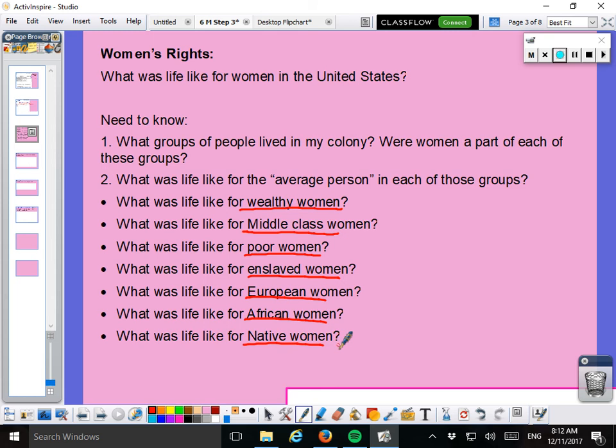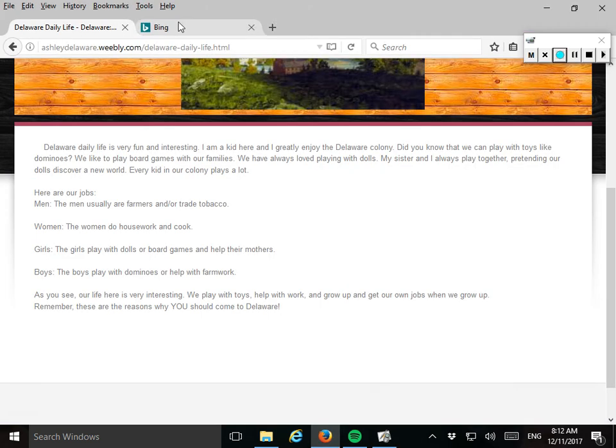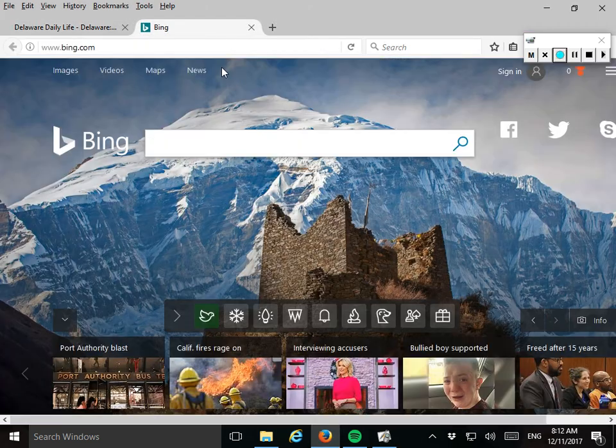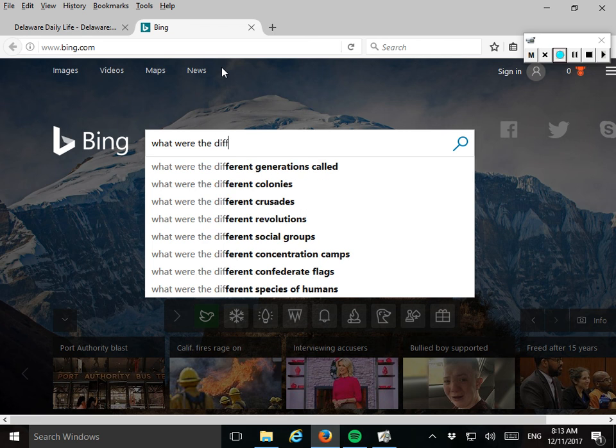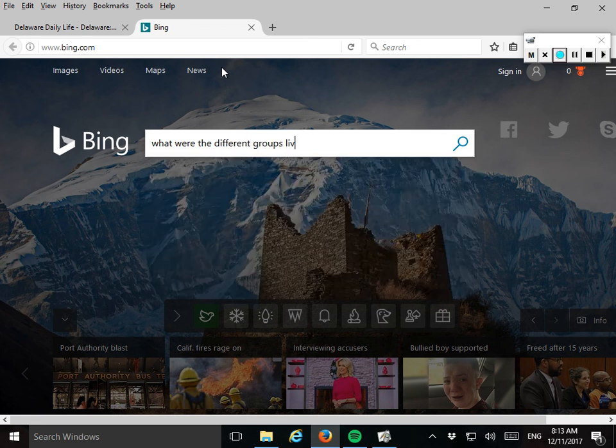So if I think about specific groups within the colony, I'm going to go back to my search and do a new one. I'm going to use Bing for this one, just because if Google's not working, Bing is always a good second option. So I'm going to search: what were the different groups living in colonial Delaware.